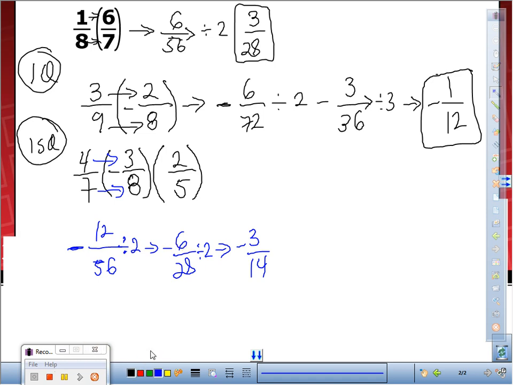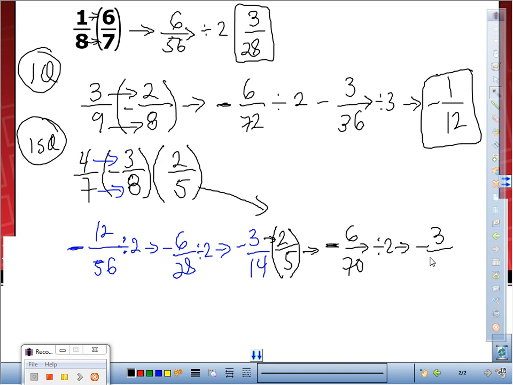Therefore, at that point, I bring the other fraction down, which is 2/5. What would be the result of these 2? Negative 3 times 2, that's 6. 14 times 5, that's 70. And can I reduce by dividing by 2? Yes, that's negative 3 over 35, and we're done. Hands up, have you got that? That is correct.